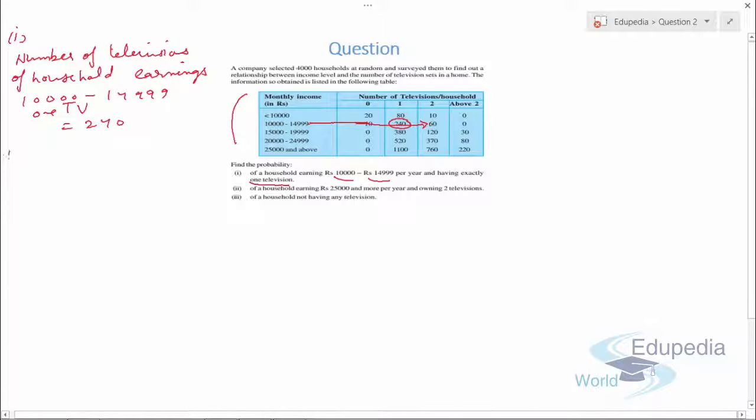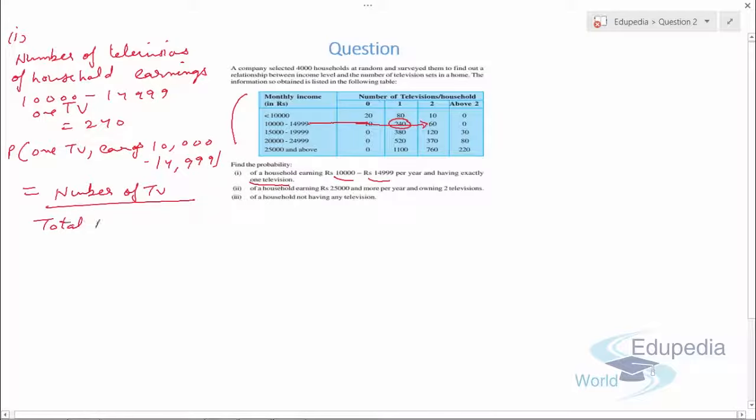So we can say that the probability of having exactly one TV set and earnings between 10,000 to 14,999 will be equal to whatever the frequency is given. So it can be the number of TV sets upon the total number of households that were surveyed, right? So this will come out to be 240 upon 4,000. You solve it, right? So it will come out to be 3 by 50. So let's do the second part.